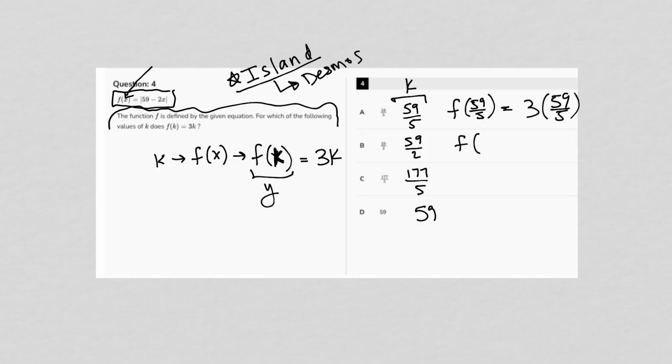If you had f of 59 halves, would the answer, or the y value that goes along with that x value, be 3 times 59 halves? And so on and so forth. We do the same process here and the same process here. So the best thing to do is to check.